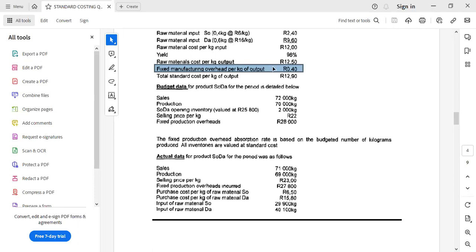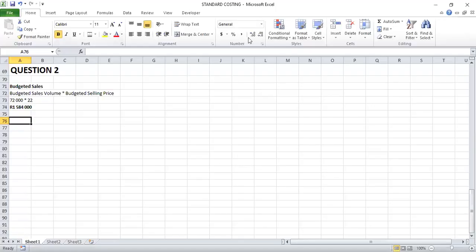Right. So let's multiply this 12.90. So we'd say our budgeted production cost would take our standard cost per unit, production cost per unit, multiply by the standard, the budgeted production units.